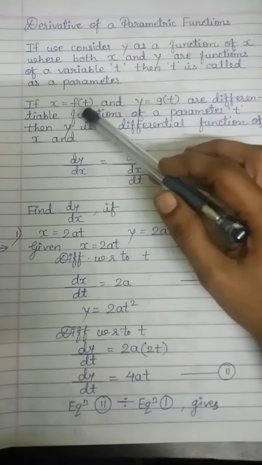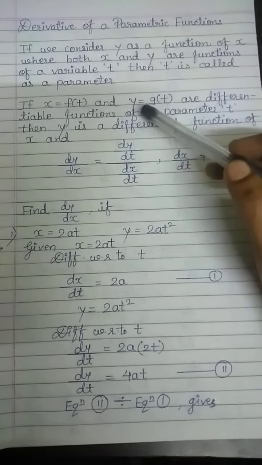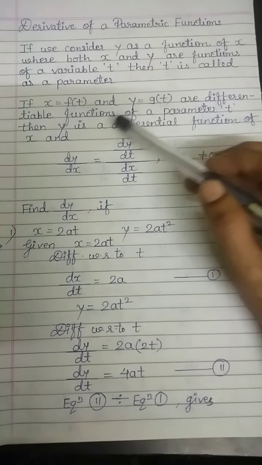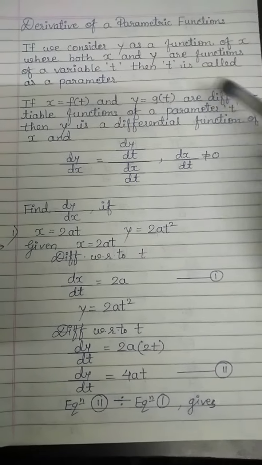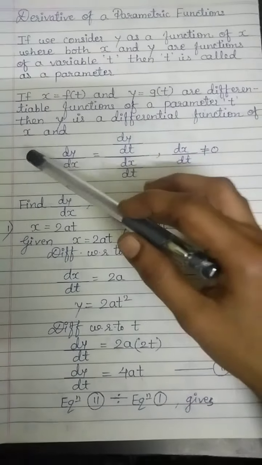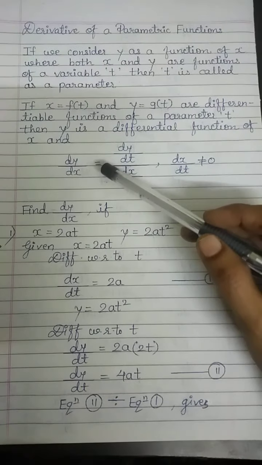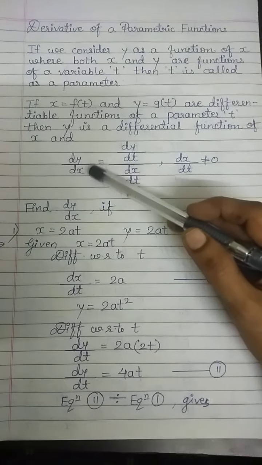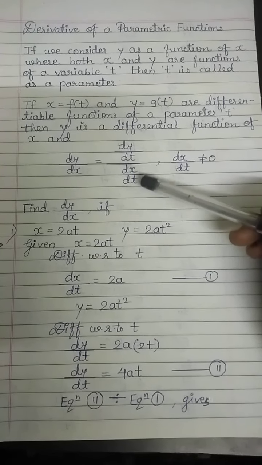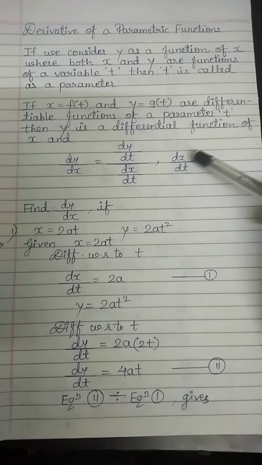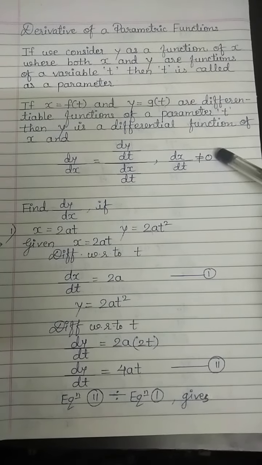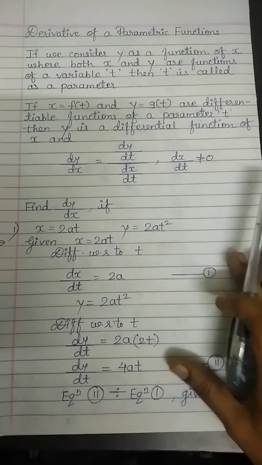If x is equal to f of t and y is equal to g of t are differentiable functions of a parameter t, then y is a differentiable function of x and it is given by dy by dx is equal to dy by dt upon dx by dt, followed by the condition that dx by dt is not equal to 0. Now we will consider a few sums here.